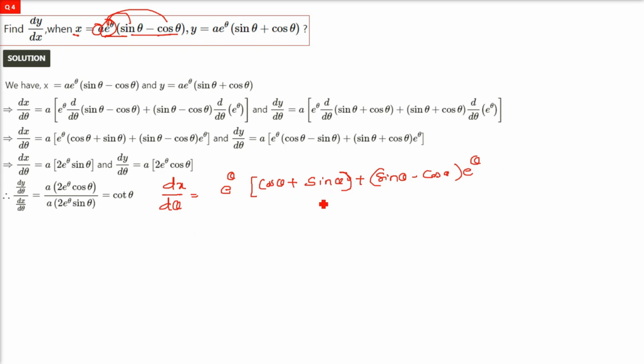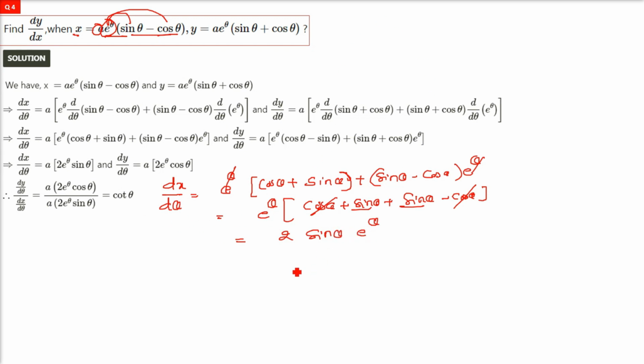Yes, absolutely. When you take e to the power theta common, what will you get inside? I have taken it common. So you'll get cos theta plus sin theta minus cos theta. This cos theta can be cancelled out, so sin theta becomes twice of sin theta. So you get 2 sin theta and here you get e to the power theta. This is your first term.